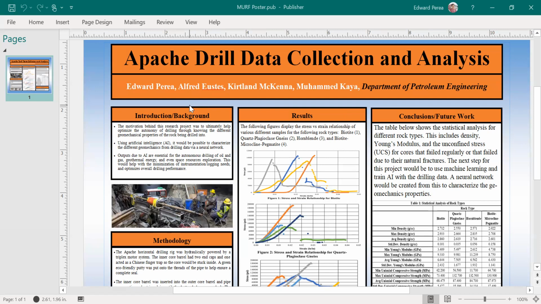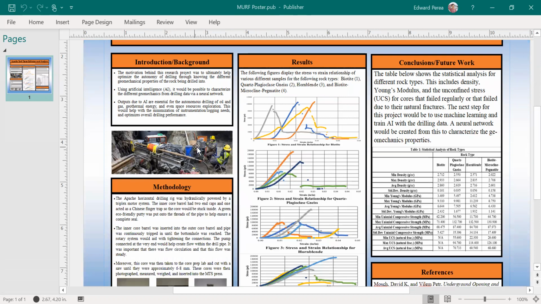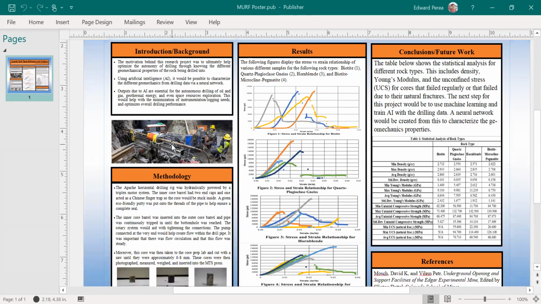And this would help with the overall autonomy of drilling, whether it be oil and gas, geothermal energy, and even space resources exploration. There would be less of a need for instrumentation and logging needs, and it would optimize the overall drilling performance. So here we have a picture of us down at the Edgar mine. This is the Apache horizontal drilling rig, which was hydraulically powered by a triplex motor system.